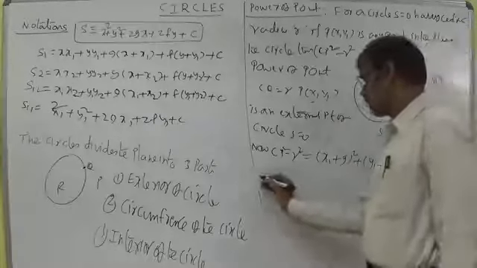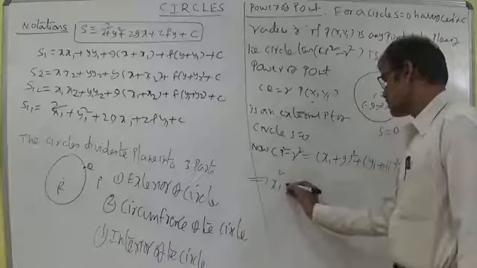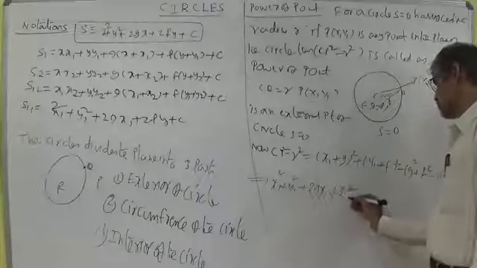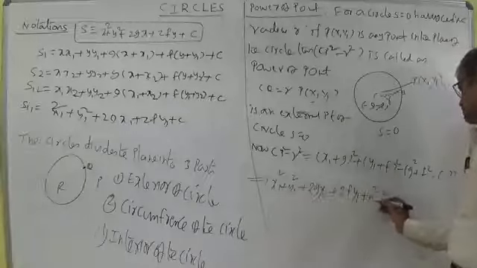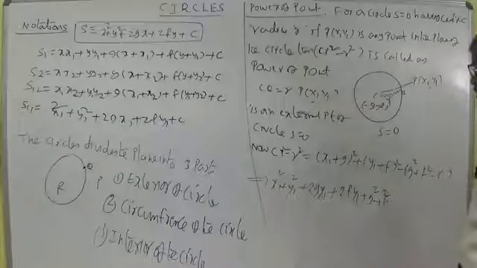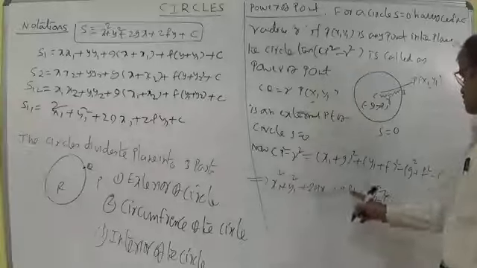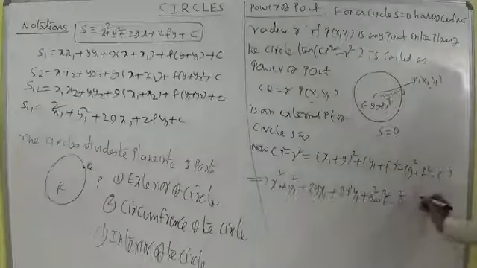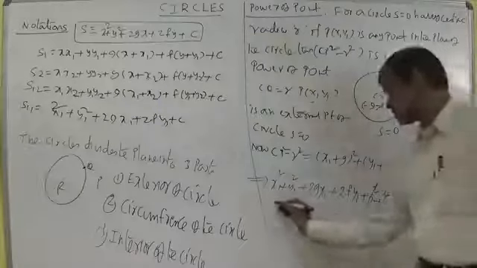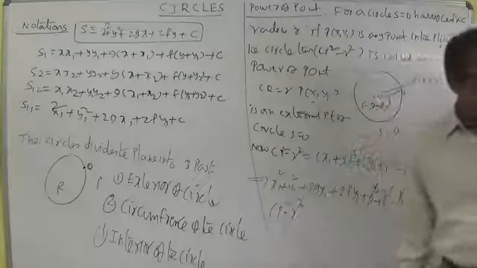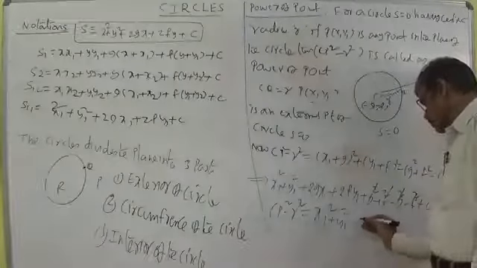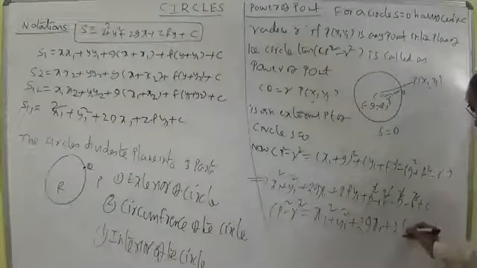We know the formula, so we can write x1 square plus y1 square plus 2g x1 plus 2f y1 plus g square plus f square. Now Cp square minus R square I am calculating: x1 square plus y1 square plus 2g x1 plus 2f y1 plus g square plus f square minus g square minus f square plus c. Here g square gets cancelled, f square gets cancelled. So Cp square minus R square we got as x1 square plus y1 square plus 2g x1 plus 2f y1 plus c.